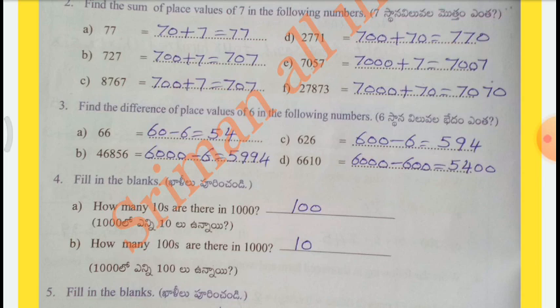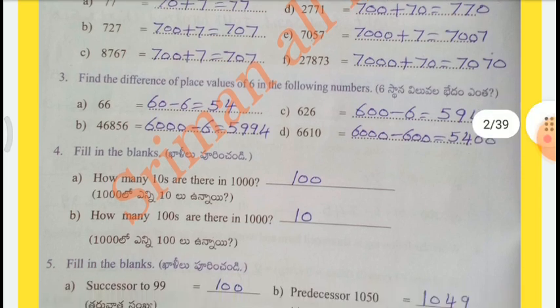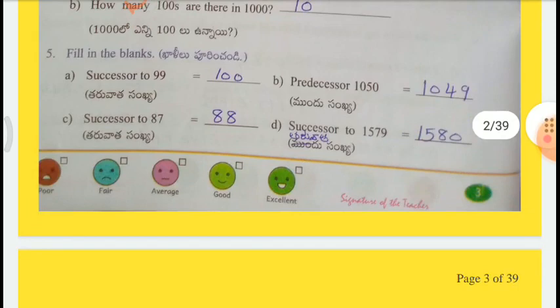Fill in the blanks. How many tens are there in 1,000? 100. How many hundreds are there in 1,000? 10. Fill in the blanks. Successor to 99, 100. Precedes 1050, 1049. Successor to 87, 88. Successor to 1579, 1580.